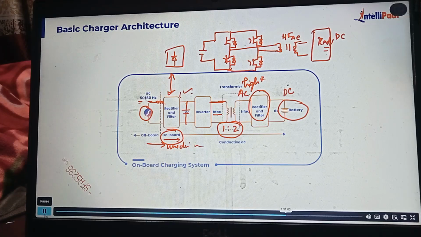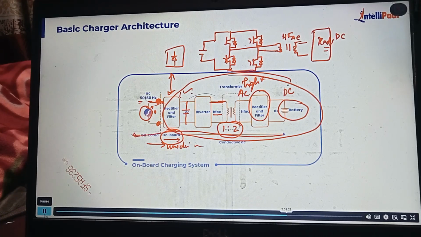If you talk about the onboard charger, this particular part is there in the car. So only 2 terminals are available, or 3 terminals with the ground or safety neutral point of view. We can plug this directly into the AC. But if we talk about the offboard charger, all these things are built into the charging station, starting from here till this point, apart from the battery. So for the onboard charger, all these things are built into the car.